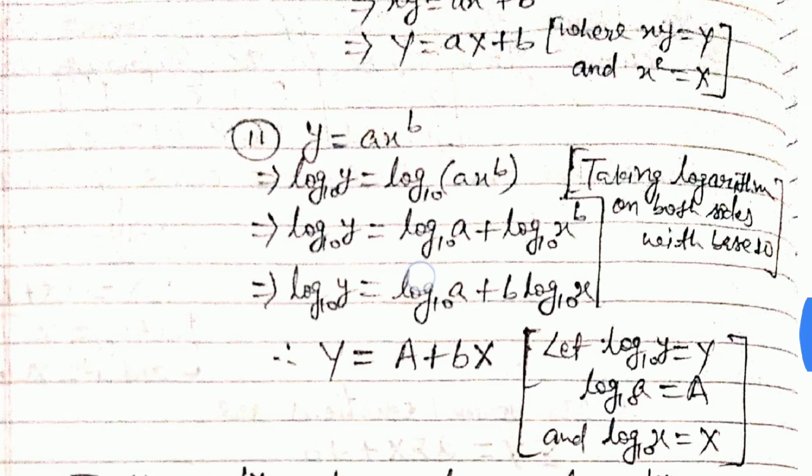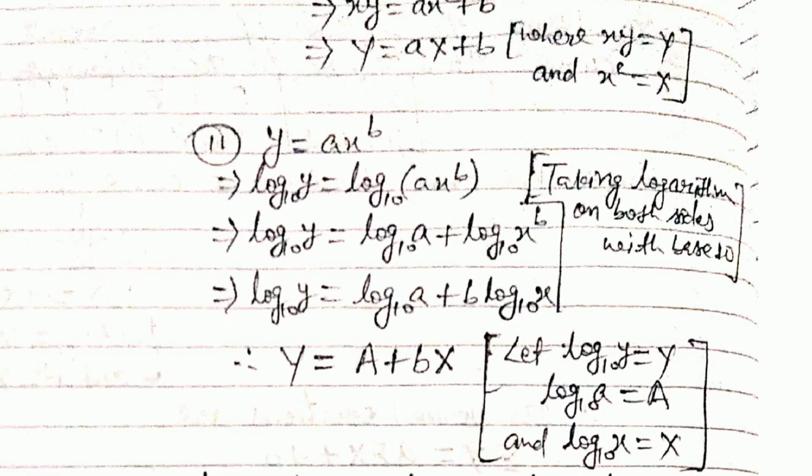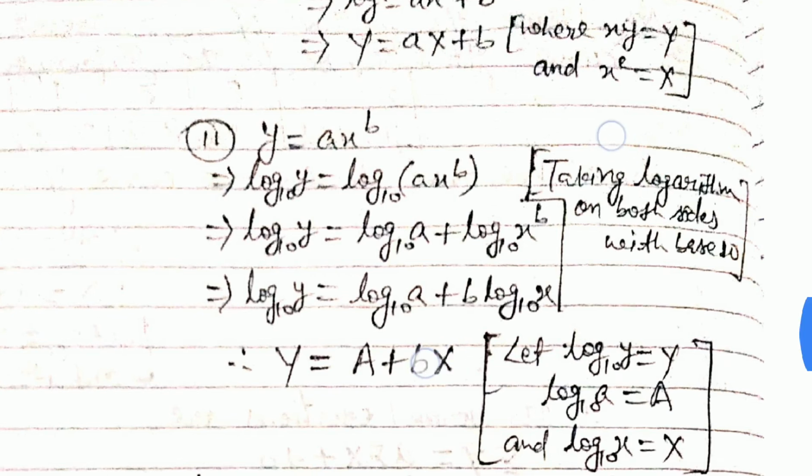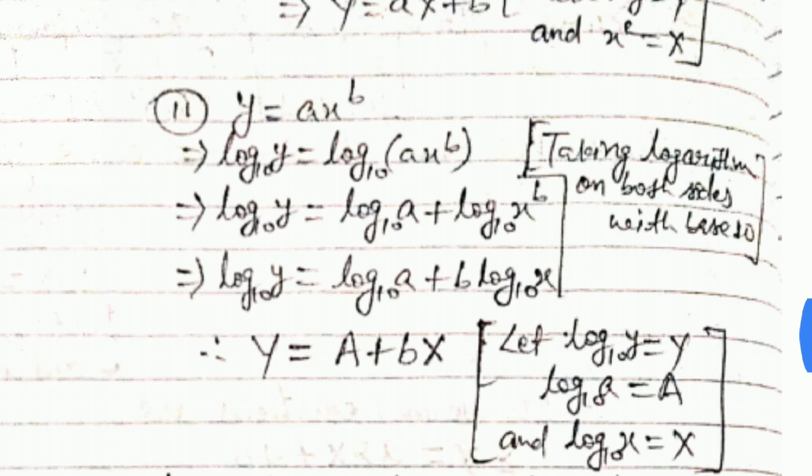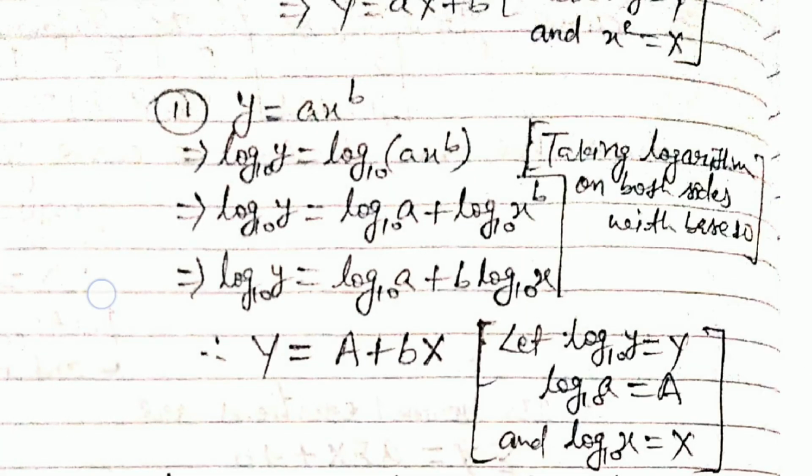Similarly, for the second case, that is y is equal to a x to the power b, in this case we take logarithm on both sides, on the base 10. Then we apply the property of logarithm, so that is log a plus log x to the power b. So log y is equal to log a plus b log x, to the base 10 always.